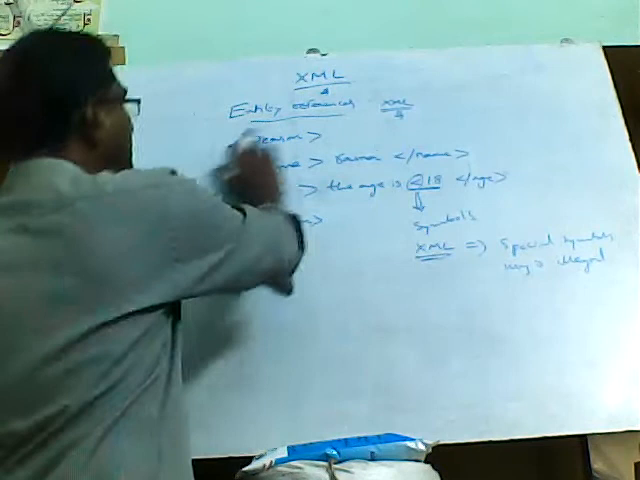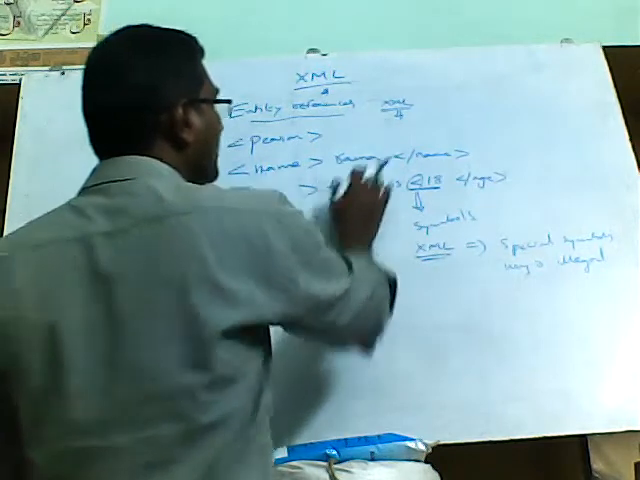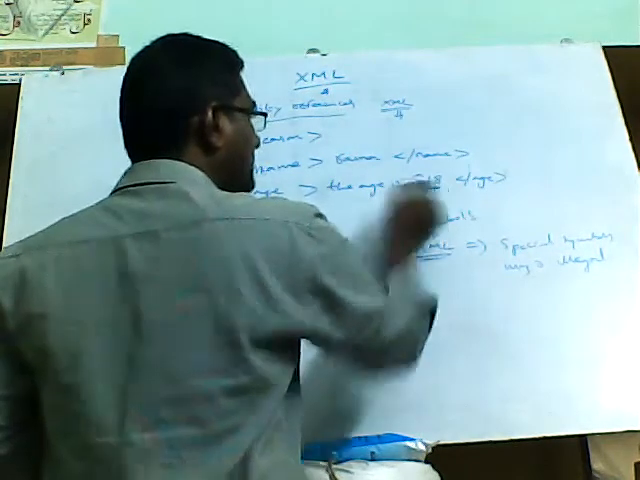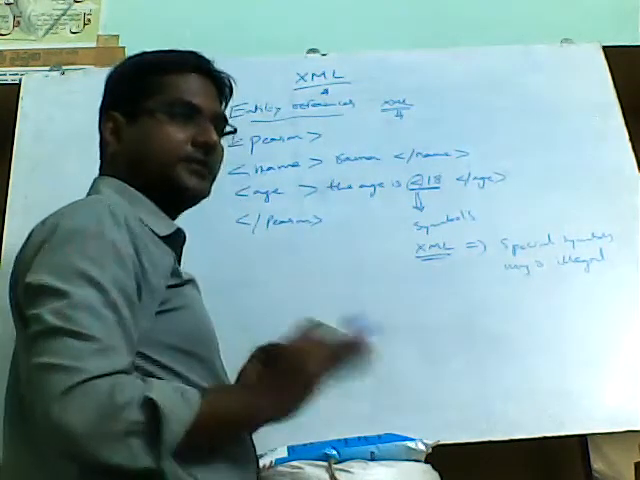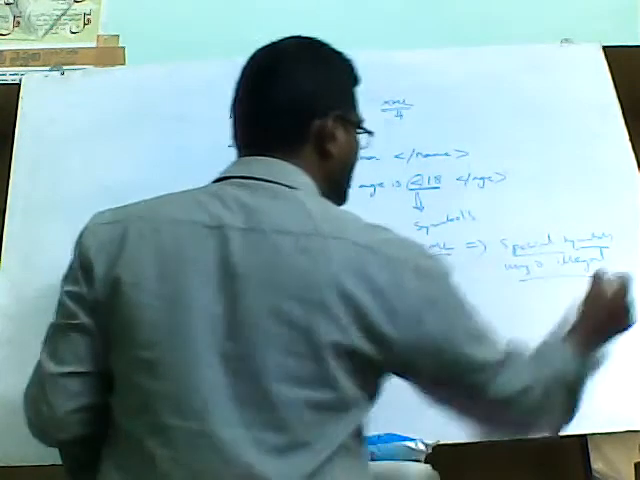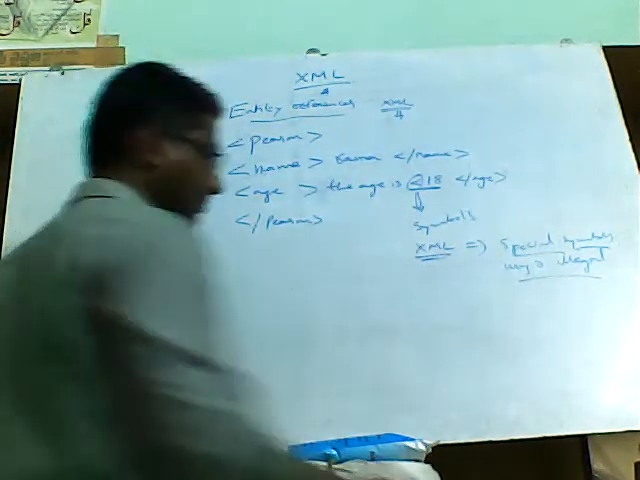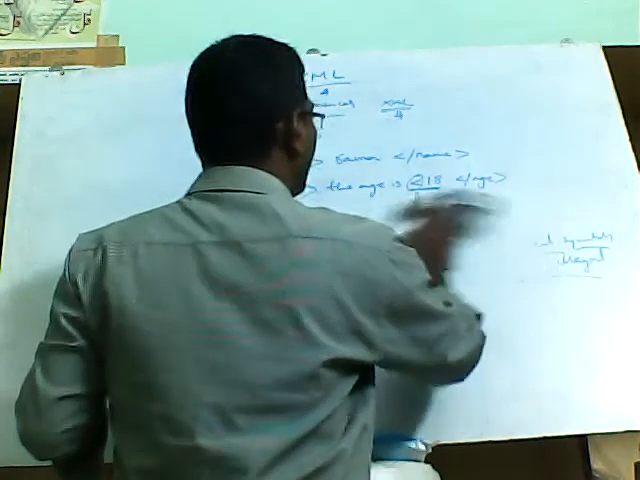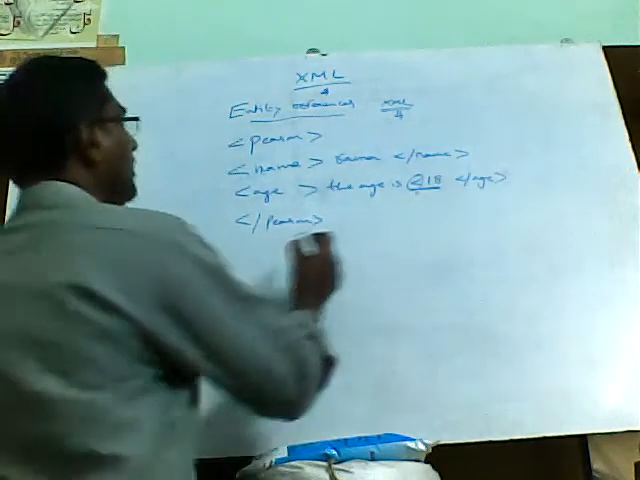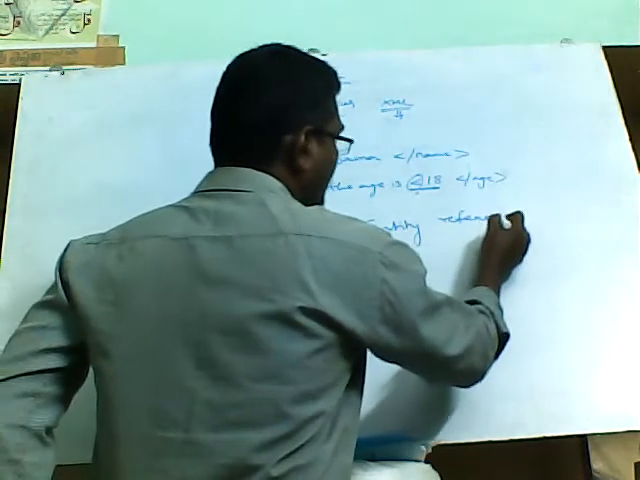If you execute this document, you won't get the output as Rama and the age is less than 18. You may get some error, because this is a less than symbol, and it is not allowed in an XML document. So using special characters and symbols is illegal. How to overcome this problem in XML? In order to use the symbols, we will use one concept, that is entity references.